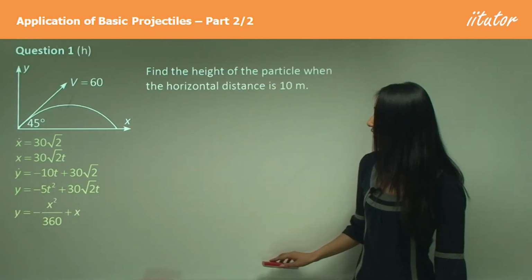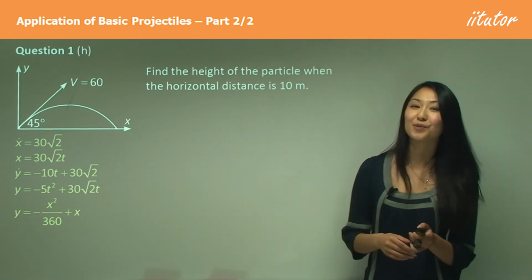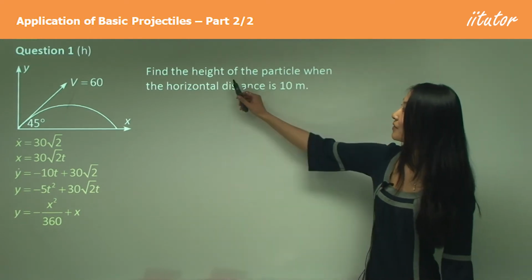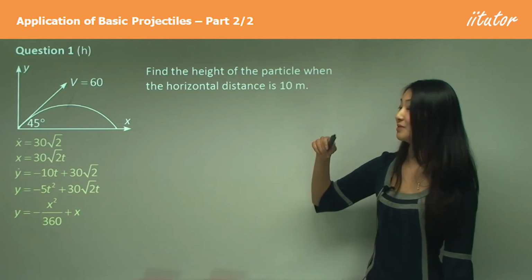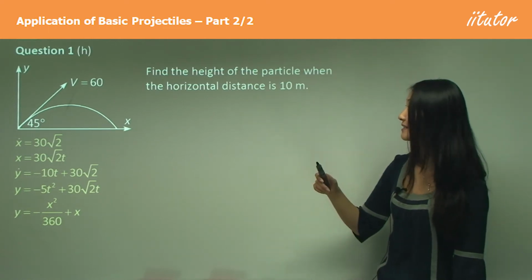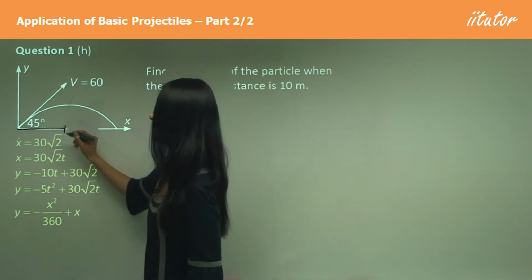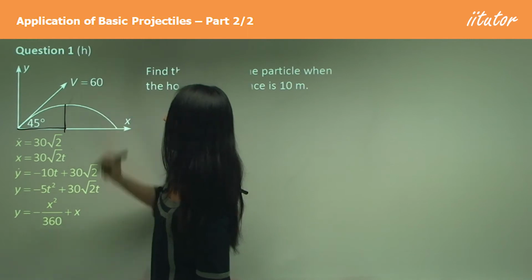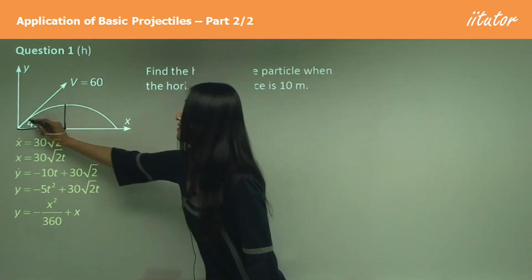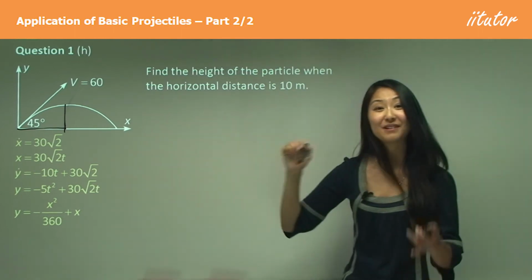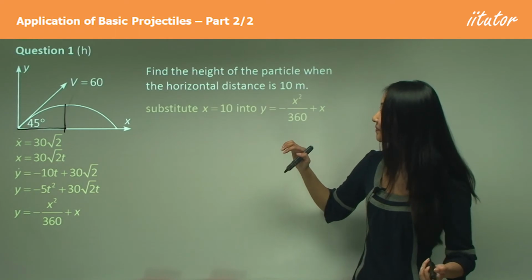Okay, here we're going to be working with our trajectory equation. Question 1H wants us to find the height of the particle when the horizontal distance is 10 meters. So that means 10 meters, maybe somewhere around here. I want to find the height there. What equation am I going to use? Well, it makes sense to use that trajectory equation, doesn't it? Because that's the only one which is in terms of x and y, which is what we have here.